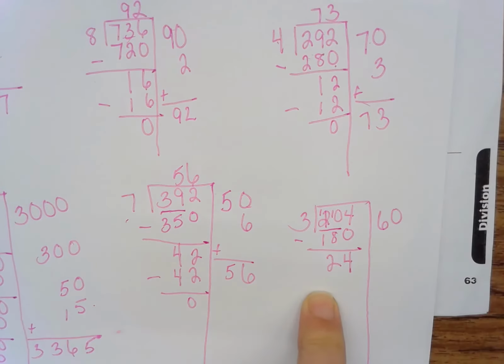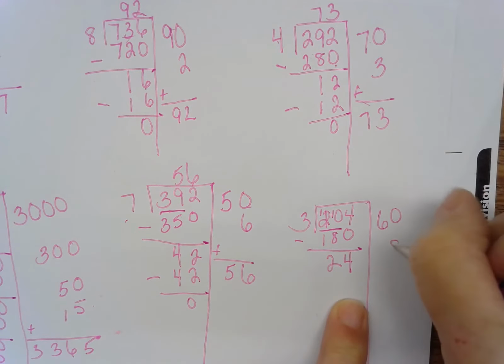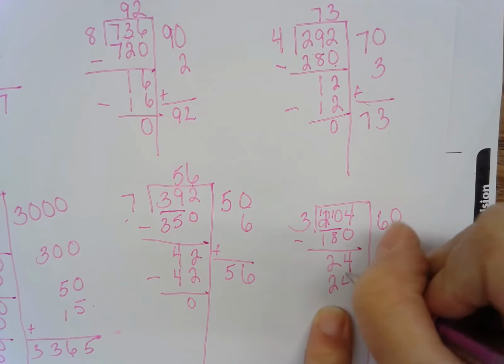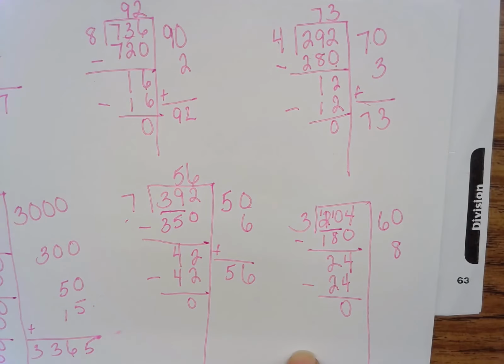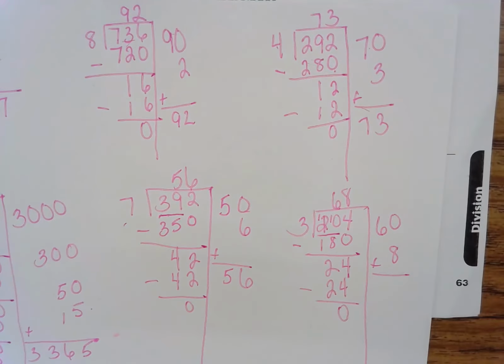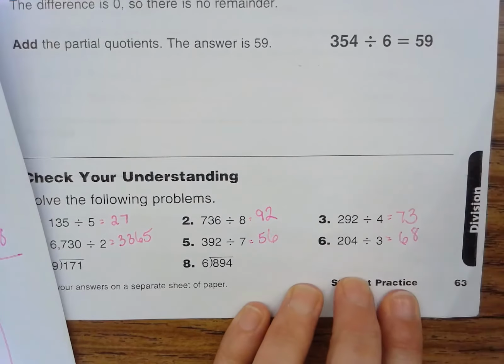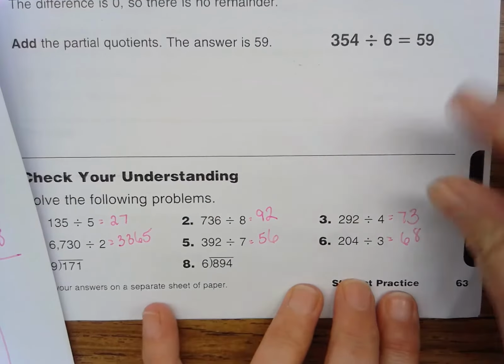How many times does 3 go into 24? 8. 8 times 3 is 24. 0. So 60 plus 8 is 68. And there we go. That's the answer.